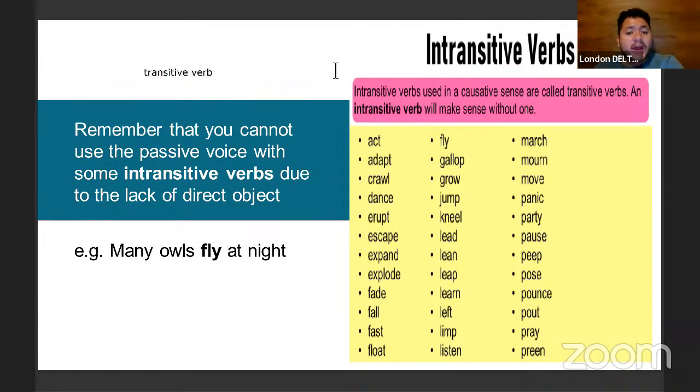Okay? Then we have some other kind of verbs that are the intransitive verbs. Pay attention to this sentence. Many owls fly at night. Muchos búhos vuelan de noche. So, we have a subject, of course, right? Tenemos un sujeto. The subject is, or the subject are, many owls. Muchos búhos son el sujeto. Tengo un verbo, but do I have an object? ¿Hay objeto?